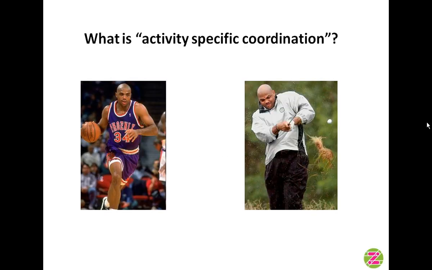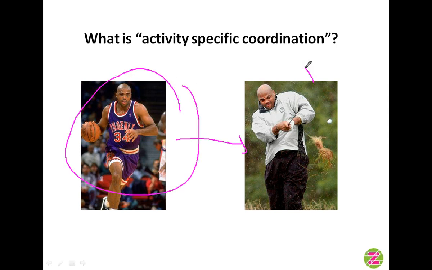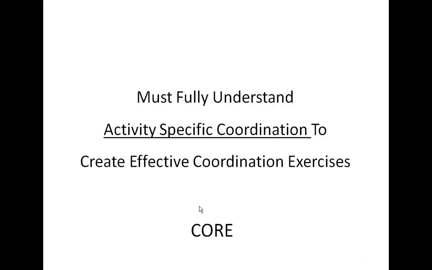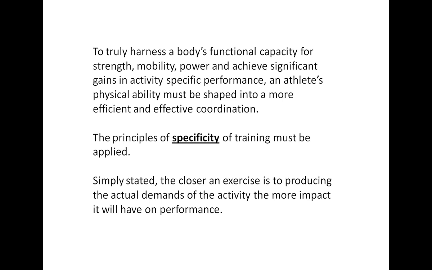Sorry about that. We have to do something to train this body to be as effective at this pattern as it is at this pattern. Okay? So the principles of specificity of training must be applied. Simply stated, the closer an exercise is to producing the actual demands of the athletic endeavor, the more impact it's going to have on performance. Okay? And so that's what we're looking at.